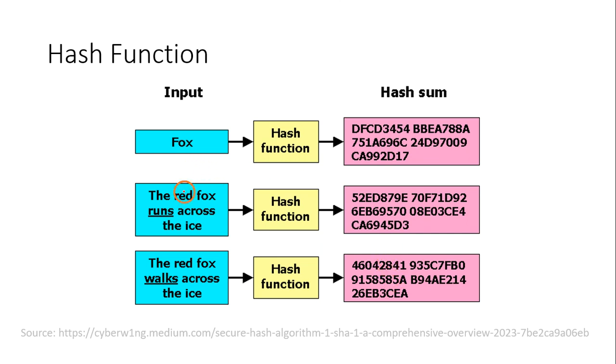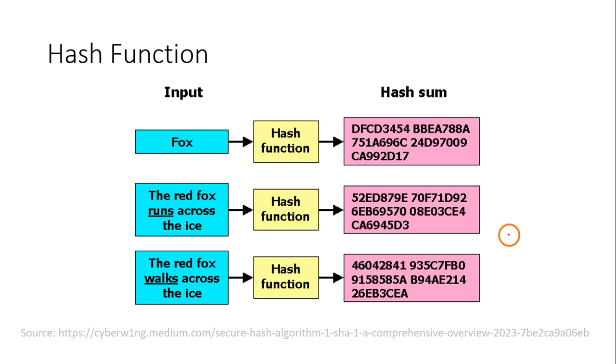In the second example, it says the red fox runs across the ice, and this is the value generated by the hash function. In the third example, the word runs has been modified to walks. Just one word is changed, but the hash value is different, right? Even if you change a word, a single character or a set of characters, the hash value generated by the hash function is going to change.